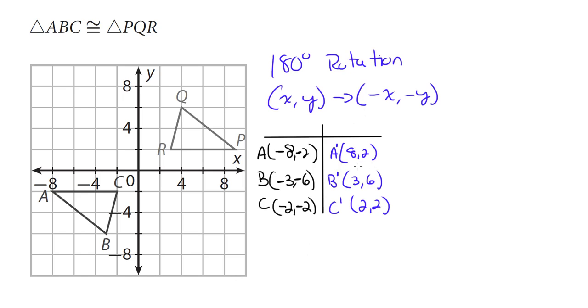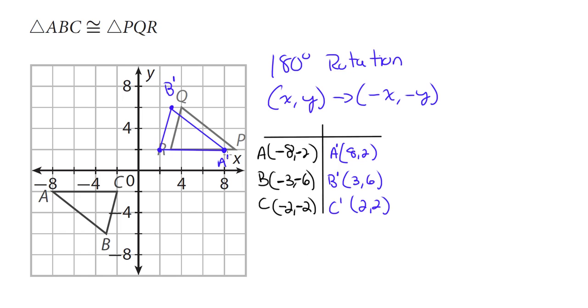So we see that A prime ends up at 8, comma, 2. That's right here. B prime ends up at 3, comma, 6. That's right here. And C prime ends up at 2, comma, 2. That's right here. And you see this triangle is very close to triangle PQR. All we have to do is translate it to the right. So how far do we need to translate it?